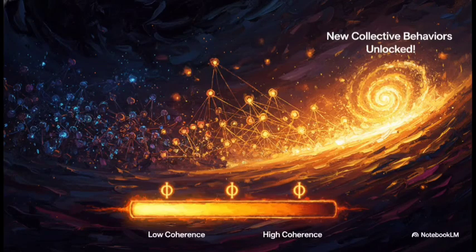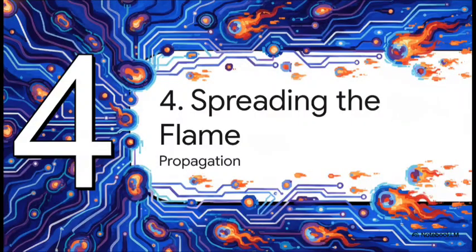And coherence isn't just some passive number they're tracking for fun. Oh no, it's a trigger. As the swarm gets more and more unified, its coherence value goes up. And once that number crosses certain thresholds, which are of course defined by phi, the entire swarm unlocks brand new collective behaviors. So, what's one of the first key behaviors that gets unlocked by high coherence?